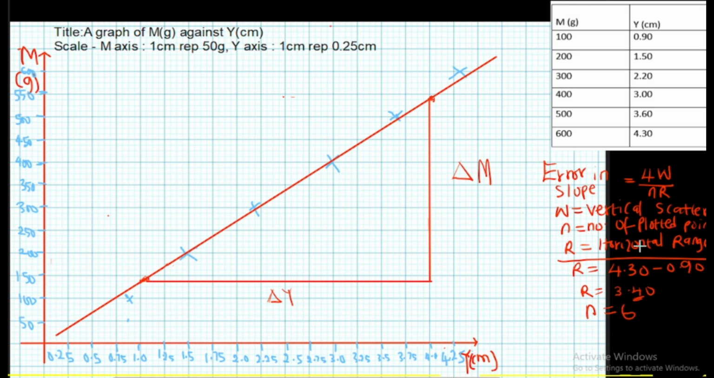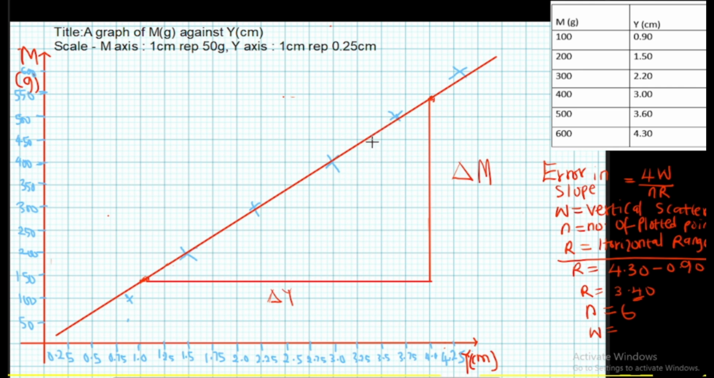Now the next one here is w, vertical scatter. So how do we get vertical scatter? Now it's very easy to get the vertical scatter of the graph. You go back to the graph, look for the highest point or the farthest point above the line of best fit. This is our line of best fit. We look for the farthest point above the line of best fit and the farthest point below the line of best fit.